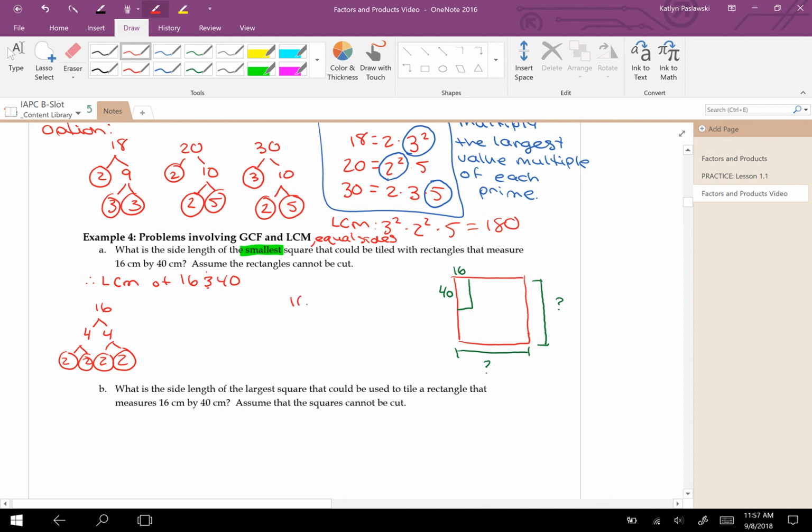16. The prime factorization of that is 2 to the power of 4. Now we have 40, so that's broken down to 4 and 10. Neither of those are prime numbers. 2 and 2, 2 and 5. So the prime factorization of 40 is 2 to the power of 3 multiplied by 5.